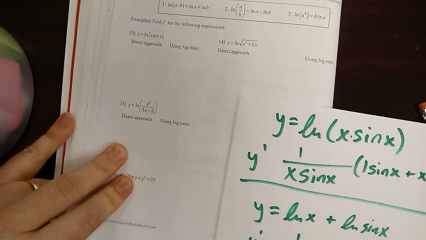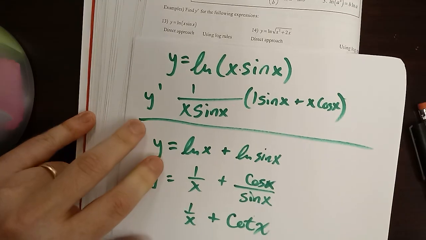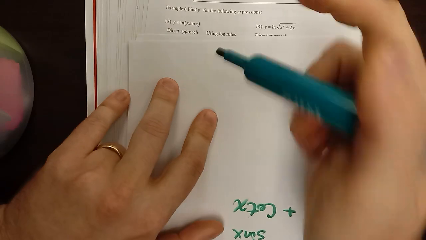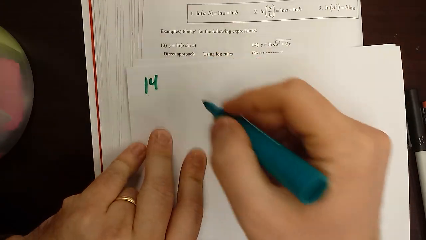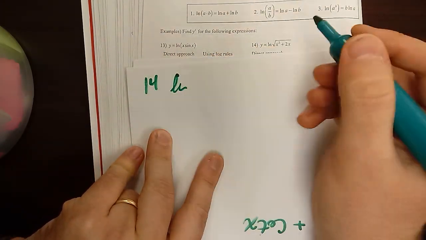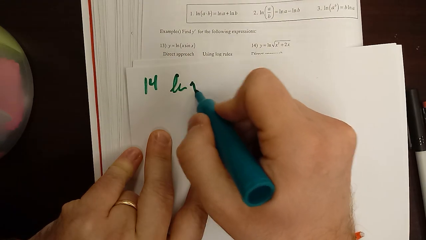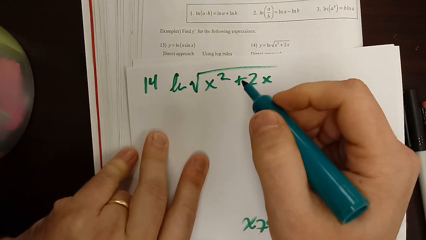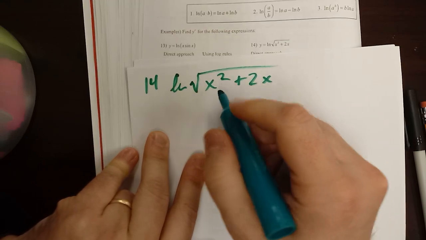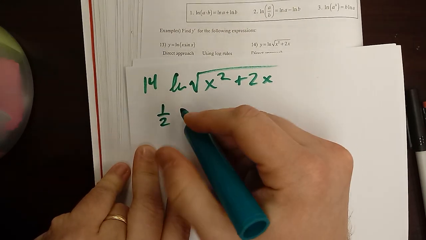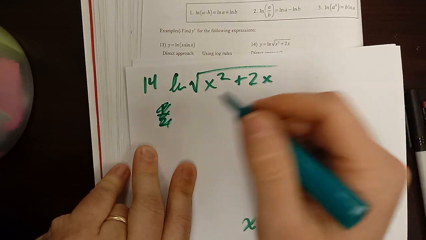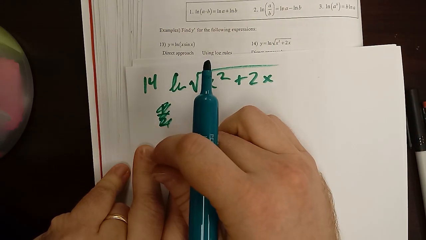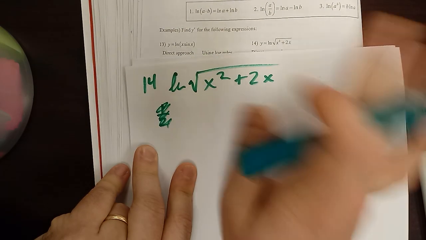So, and then 14, oh my gosh, 14's horrible to do without using log rules. With log rules, super easy. It says it's ln square root x squared plus 2x. So here I can drop the 1/2 out front. Oh, I'm sorry. I am in autopilot mode. Let me back up.